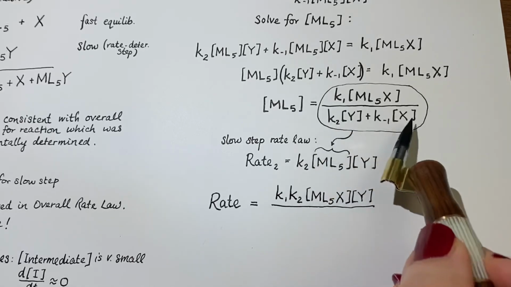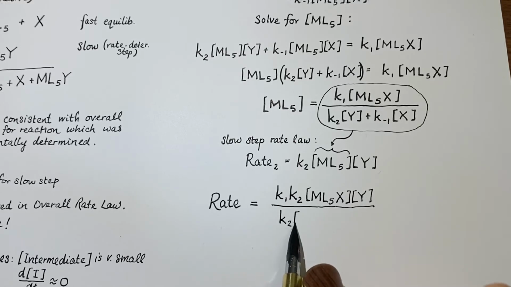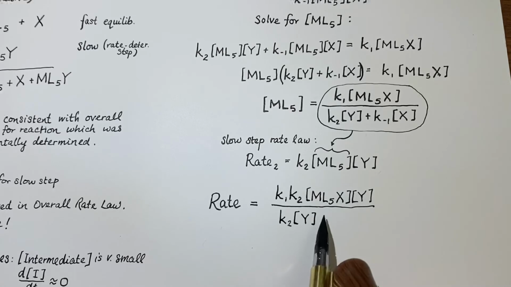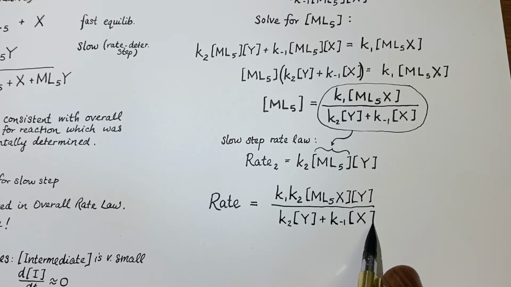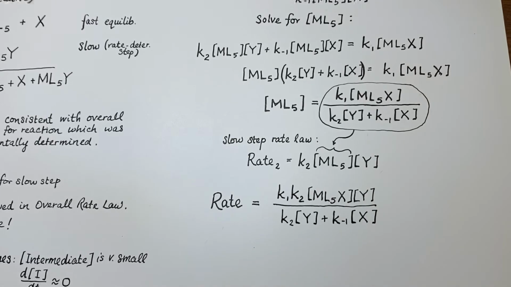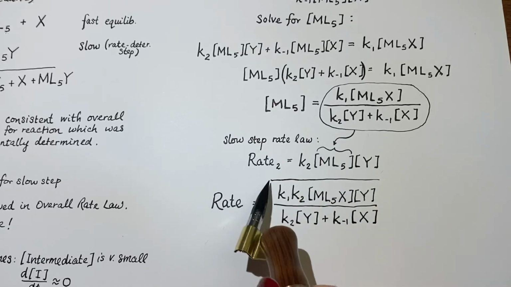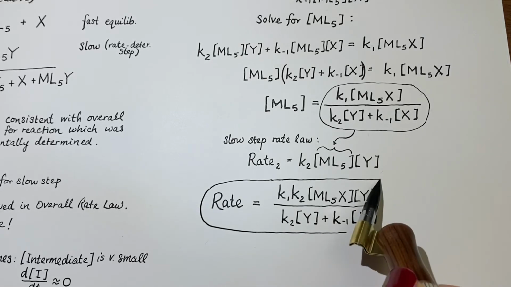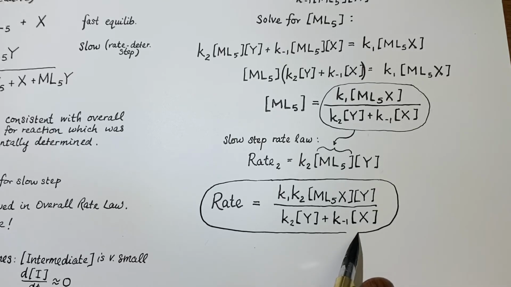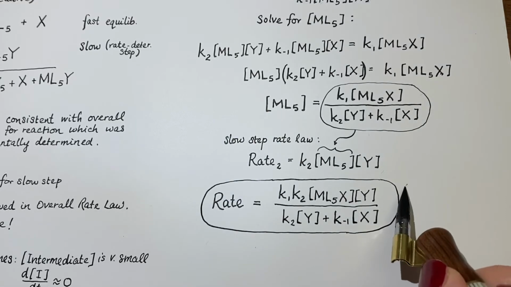And then now we can have everything in the denominator. K2 or Y and K minus 1 and the X. Whew, we've done it. We've done it. Okay. So here is the overall comprehensive rate law for dissociative ligand exchange reaction. Okay?